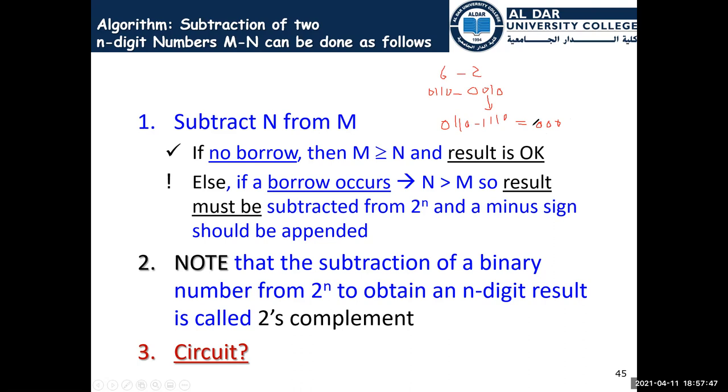0 minus 0 is 0, and 1 minus 1 is 0. I don't know, this is a problem here. This is the 2's complement. The result is 4, but this should be 1. Why is it not? I put all zeros and the first one, then toggle all of them.